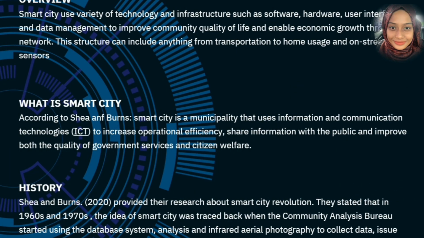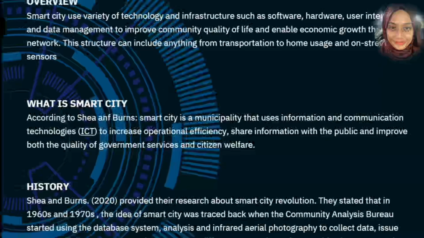So what is actually a smart city? According to Shea and Burns, a smart city is a municipality that uses information and communication technologies to increase operational efficiency, share information with the public, and improve both the quality of government services and citizen welfare.